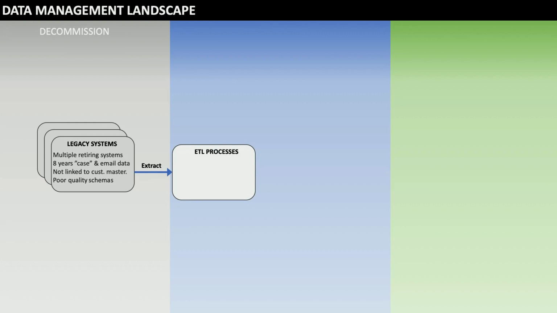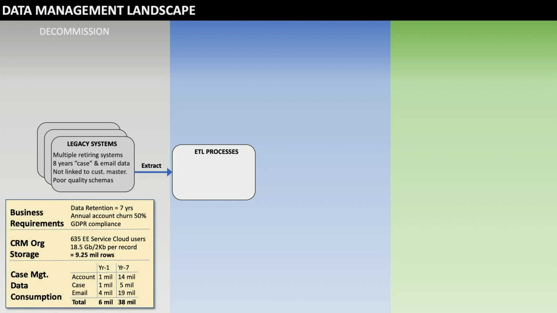So over on the left-hand side, we've got our decommissioning systems, the ones we want to get rid of, and then in the middle, we've got our operational systems. But before I get to that, how much data are we talking about?